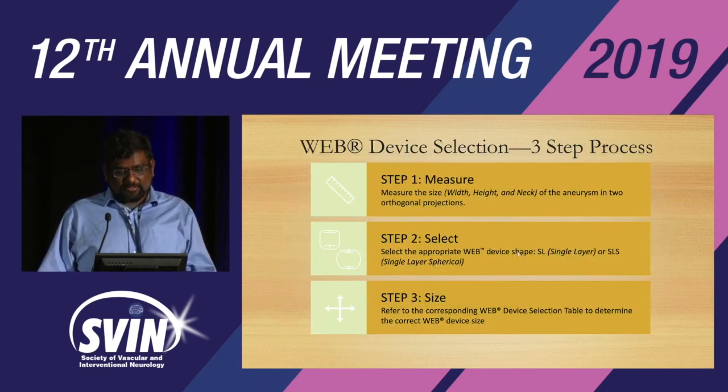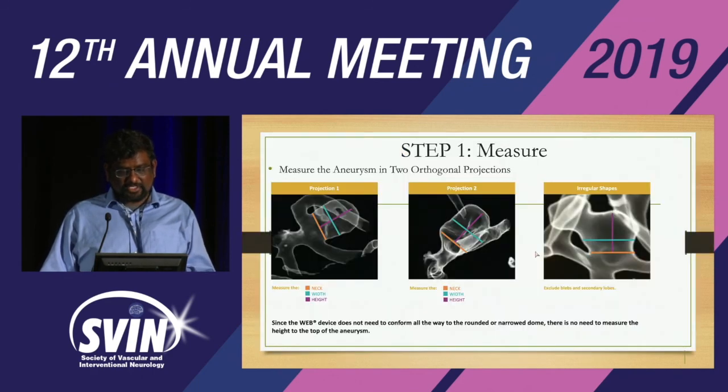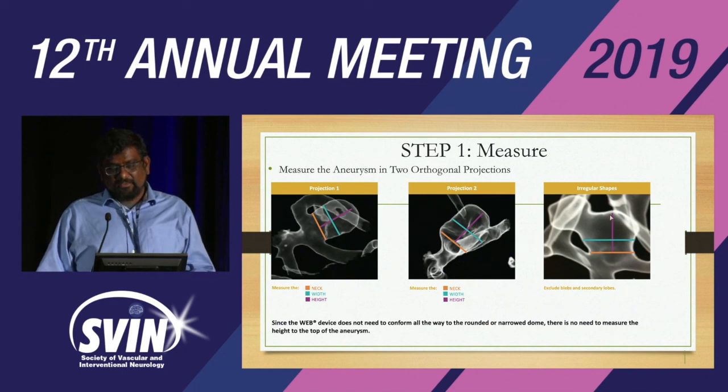So these are the three broad steps: measurement, selection, and sizing. So again, this is the step which shows the measurement, like I said. So here you see a daughter sac. Now, there's no need for the WEB device to go in the daughter sac. And again, if this aneurysm is going to taper like this, you don't need the WEB device to go there. You just need to measure up to where you think the WEB device is going to end up.